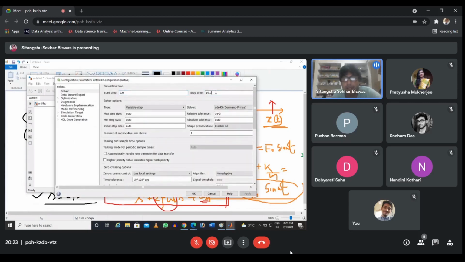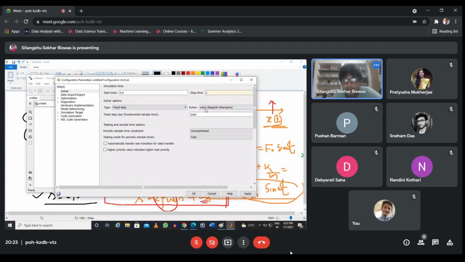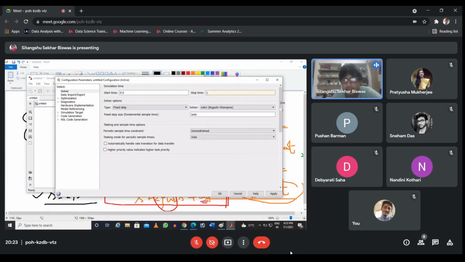So this is, say, a 50 hertz signal, so the period will be 20 millisecond. So I'm taking 1 second total duration. It is a fixed step, and the sampling time I am keeping as fixed. And I always prefer this Runge-Kutta method. And this sampling should be 1 millisecond. The smaller you keep it, the better the result you will get.